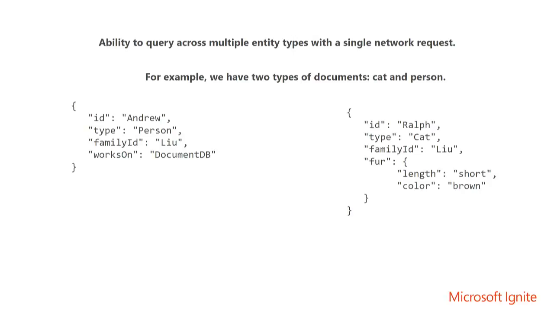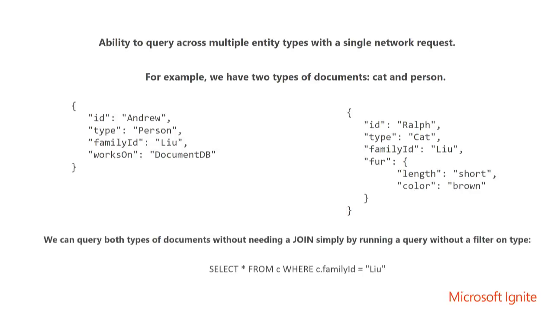One is a cat document over here, and the other is a person document. So it's me and my cat. If I want to query both of these different types by issuing a single query, if I have a shared property, let's say family ID, I query on this shared property, I will actually get both of these different types back in the single network request.